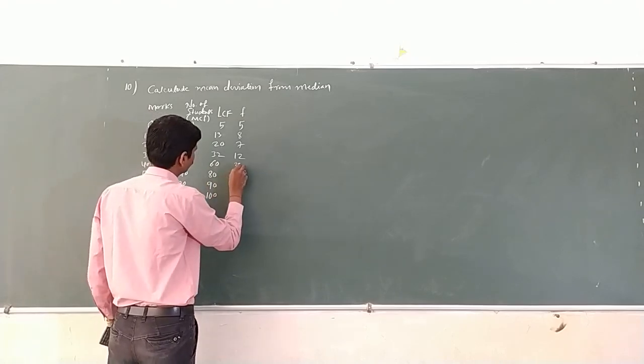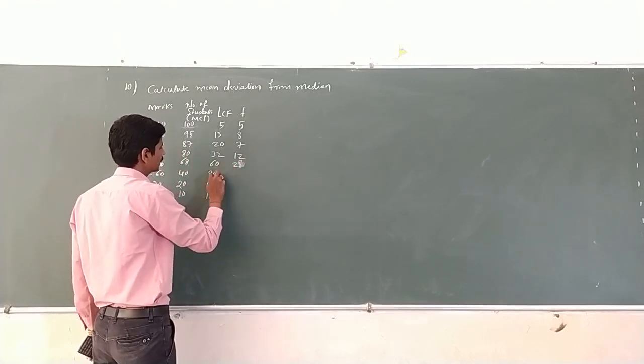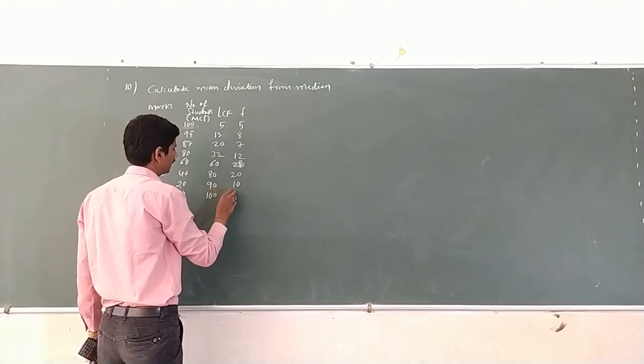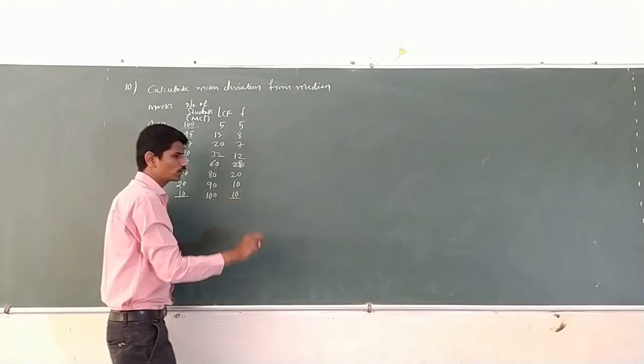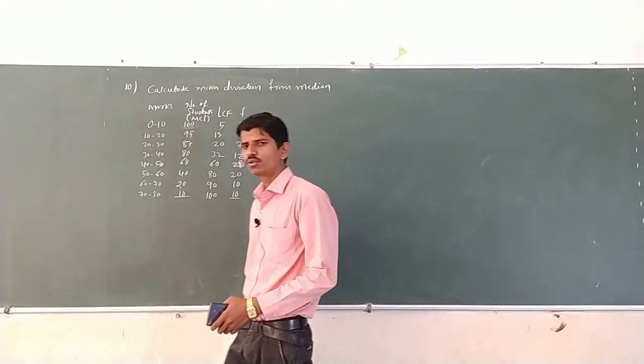28. Next, 80 minus 60 is 20, 90 minus 80 is 10, and 100 minus 90 is 10. The last MCF term and the last frequency term are both the same.